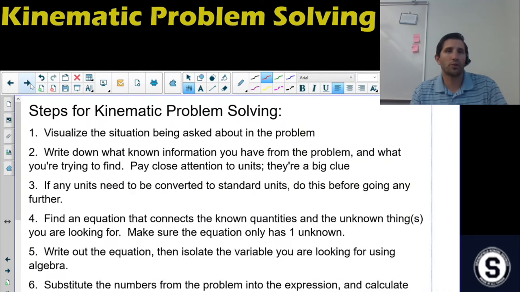All right, so next let's talk about some steps we can use for actually solving kinematics problems. And really, you should write these down and you should follow this every single time you do a problem. You should set it up this way and do it this way every time. If you want to be successful and be able to solve these problems and not get stuck, this is the way to do it. So the first thing is visualize the situation asked in the problem.